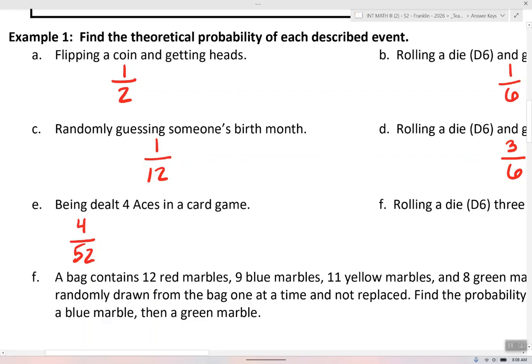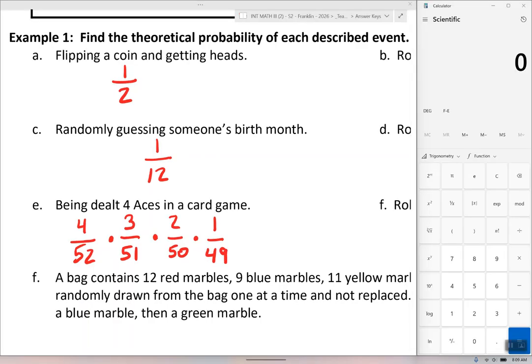Now the probability of getting dealt that second ace is 3 out of 51 because there's 3 aces left and there's 51 cards left. Likewise, for the third one, it's 2 out of 50 and then 1 out of 49. So we'll need to do a little multiplying here. On the top, we get 4 times 3 times 2 times 1. That's 24. But on the bottom, we're going to do 52 times 51 times 50 times 49.